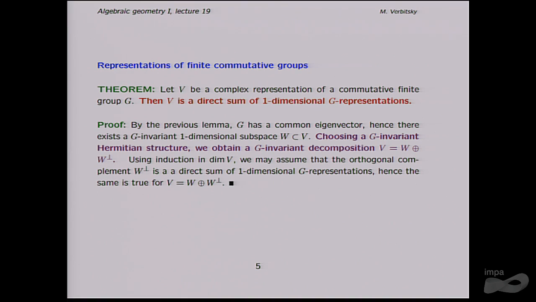Okay. And then this was again in the handouts. We have this theorem about representation of finite commutative groups. If you have V a complex representation of G, which is finite commutative.